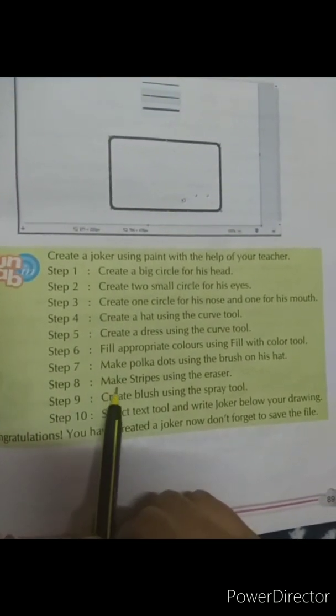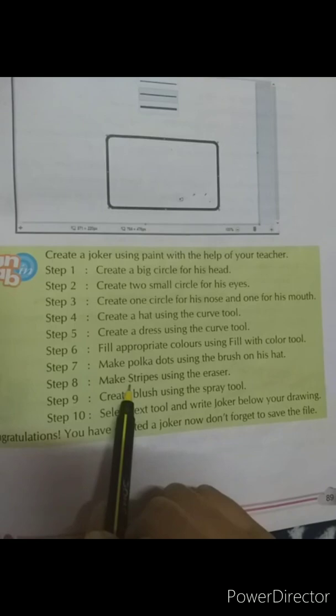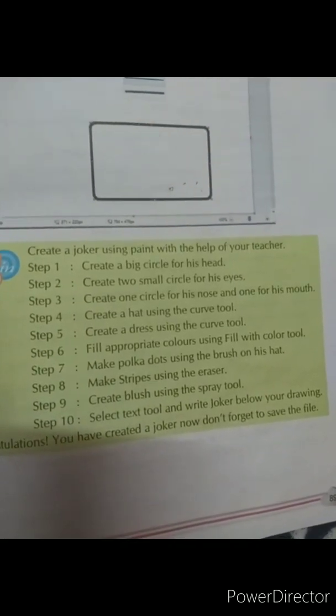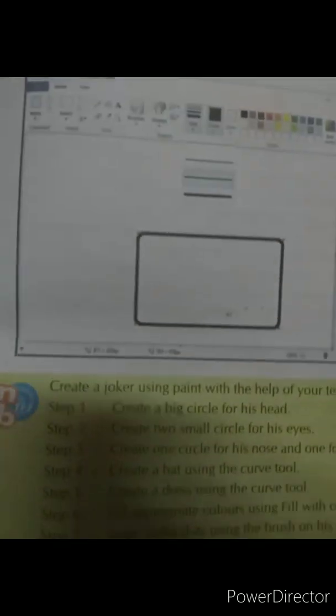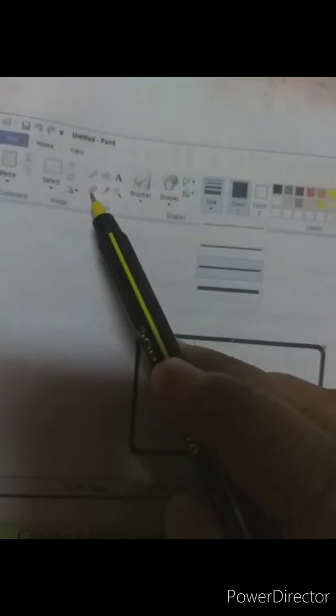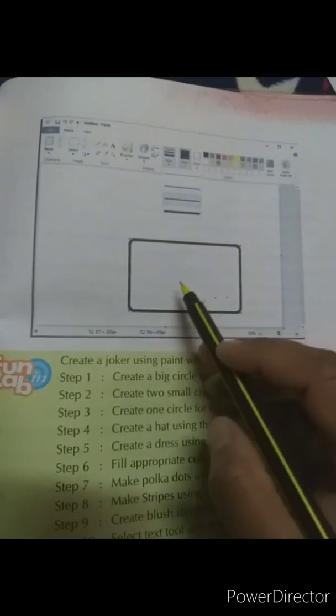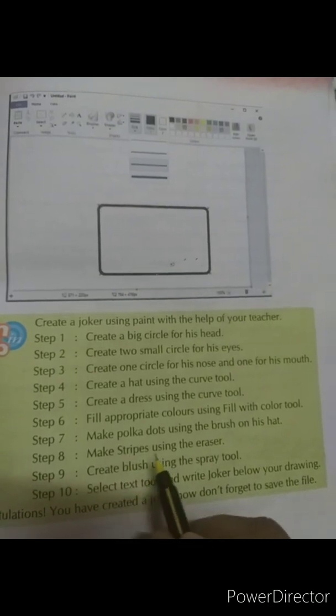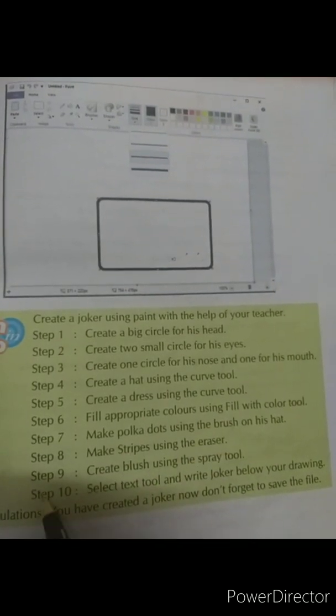Now step 8. Make stripes using the eraser. You will use the eraser also. See in this picture, this is your eraser. You will select the eraser and you will click the left side button and drag it. It will erase it. So, stripes using the eraser.